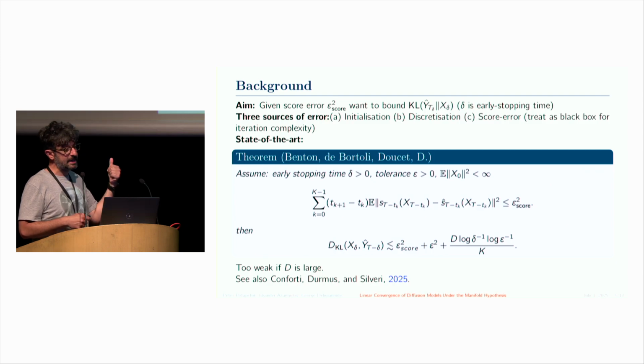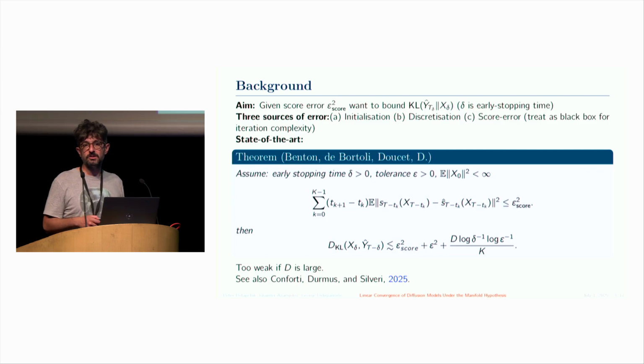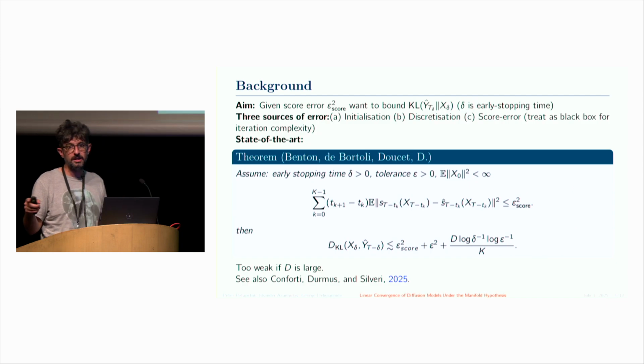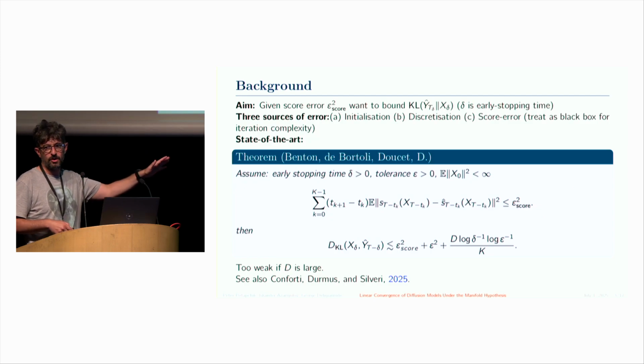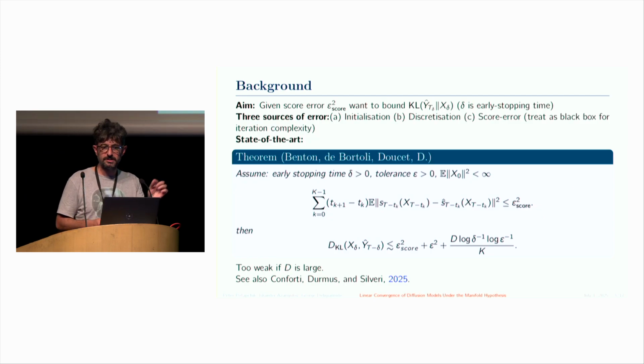So now there's three sources of error that appear when you're studying diffusion models, when you want to analyze this KL divergence. So the first one comes from initialization and stems from the fact that we're not initializing from the push forward of the data distribution, but rather from a standard Gaussian. Now, in the case of OU, the Ornstein-Uhlenbeck process, we know that it converges very fast, but still there's going to be a small discrepancy.